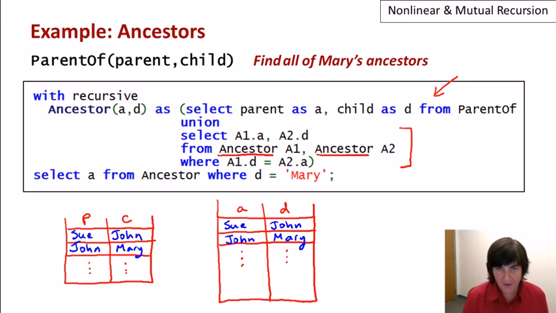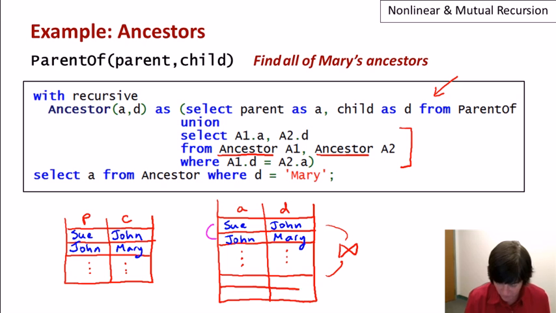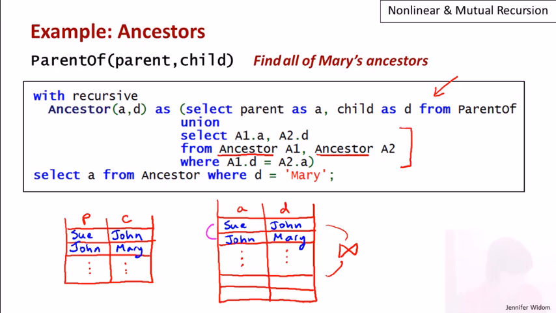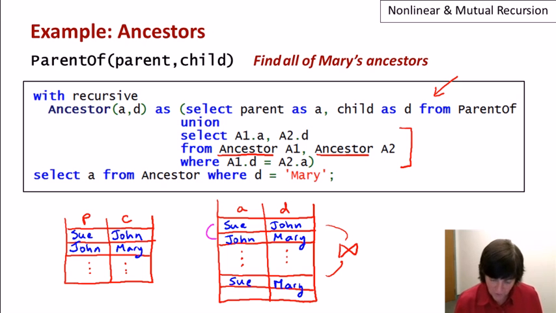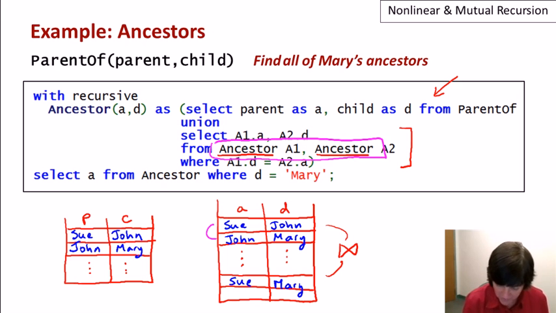But now, instead of during iteration joining the parent table with the ancestor table, we're actually going to join the ancestor table with itself to generate new tuples. For example, we will join the first two tuples in ancestor with each other, Sue, John, and John, Mary, in order to obtain what was the same tuple we obtained with a linear recursion, which would be the tuple with Sue and Mary. Just a quick reminder, I intended to say this earlier, but it's the fact that we have these two references to ancestor in the recursion here that makes it nonlinear.